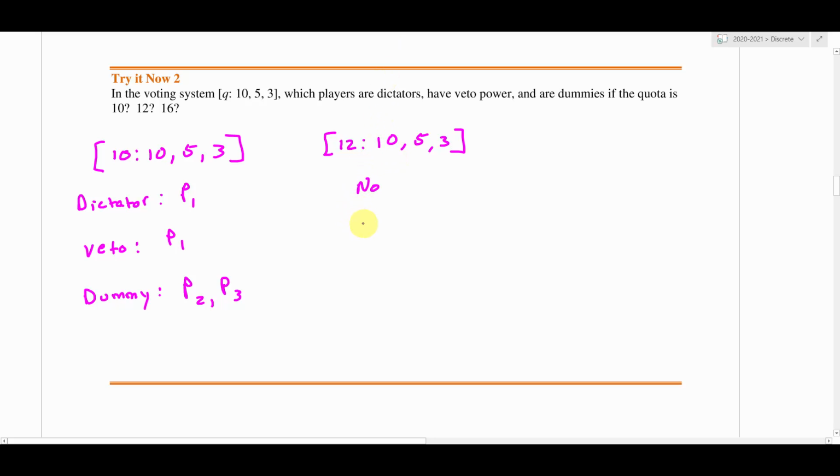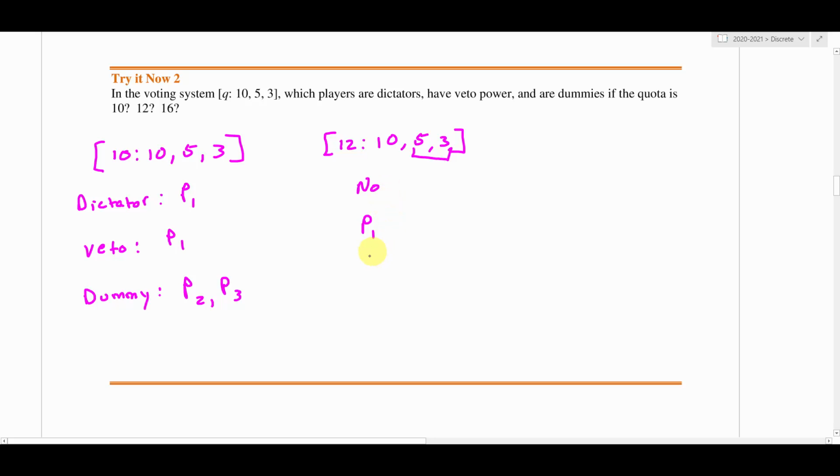But we do have veto power. Okay, so player 1 does have veto power here, because if the other 2 were to team up and create a coalition here, then they still do not have enough weight to pass a measure unless they get player 1 on board. And if they can get him to agree, then they can pass a measure. But unless player 1 agrees, you're never going to pass a particular measure. You're never going to be able to make a decision.